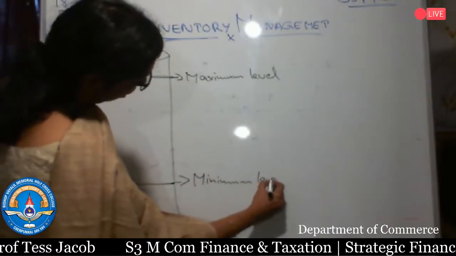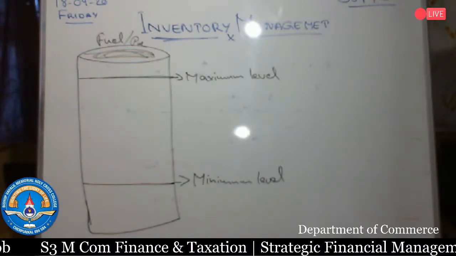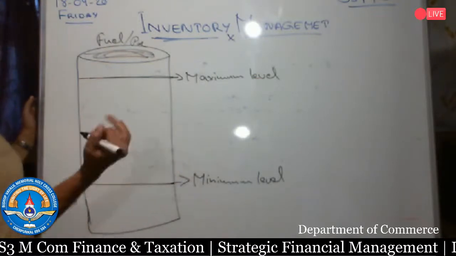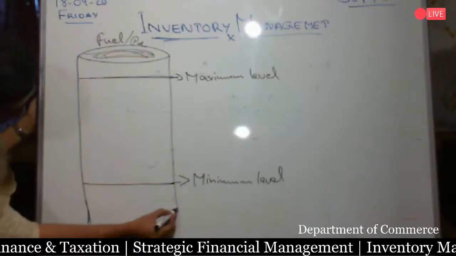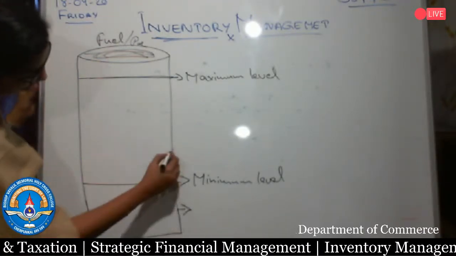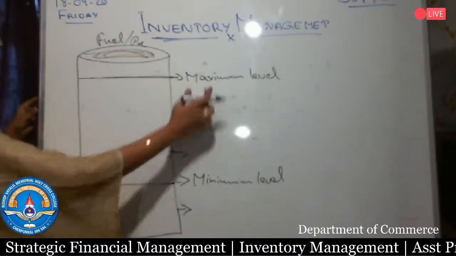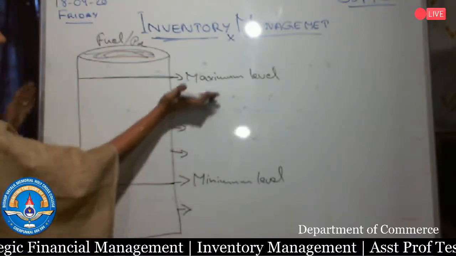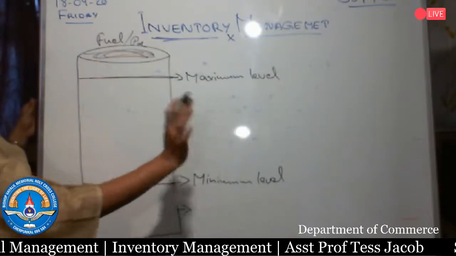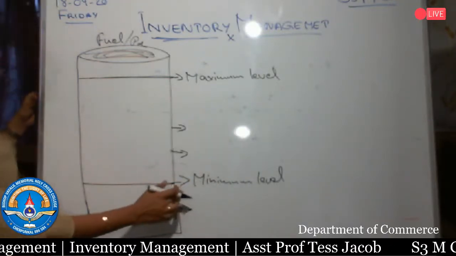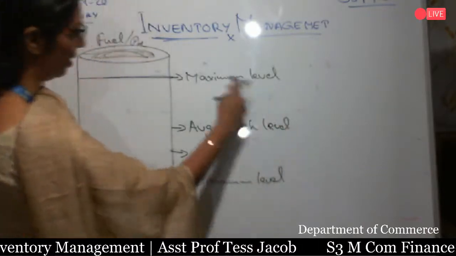And we can fix this is the minimum level of fuel that should be kept in an organization. Minimum level and maximum level both will be marked. And the next levels are reorder level, average level and danger level. Average level is between maximum level and minimum level. It is exactly in between maximum level and minimum level. In the equation of average level, we said maximum level plus minimum level divided by 2. So it is exactly in between maximum level and minimum level, that is average stock level.